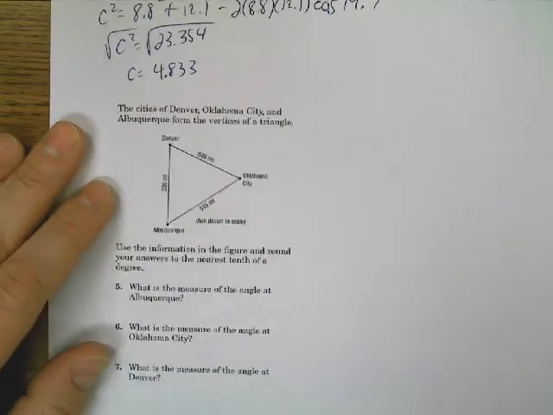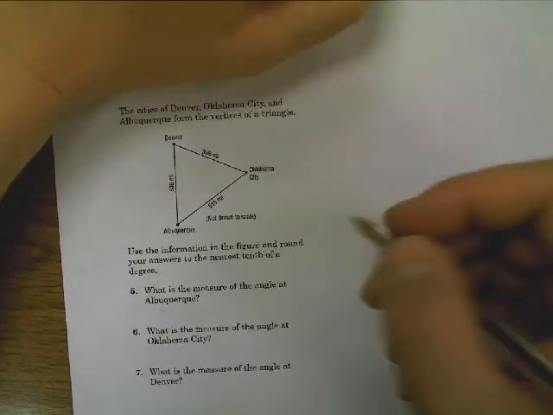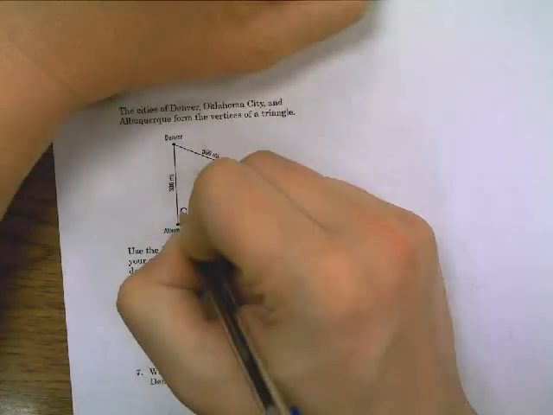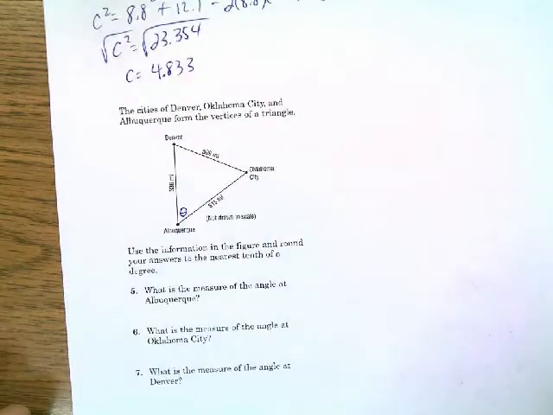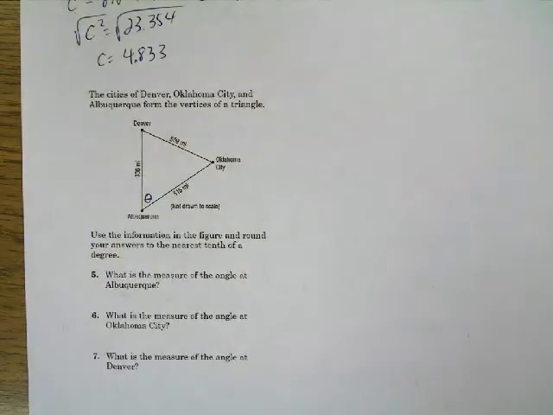Alright, look at this last problem. The cities of Denver, Oklahoma City, and Albuquerque form the vertices of a triangle. Use the information in the figure and round your answers to the nearest tenth of a degree. What is the measure of the angle at Albuquerque? So let's put a variable on it. Here's Albuquerque. I'm going to call it theta. And I don't know that I'll work all of these with you, but I wanted you to see some examples where you have to solve for the angle because that makes it a little more complicated.